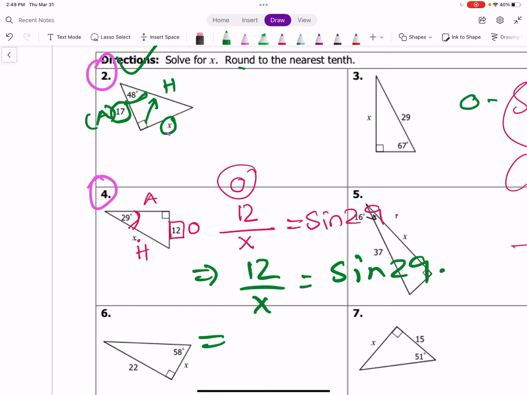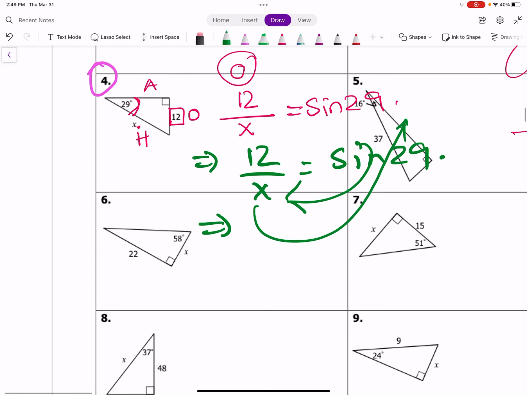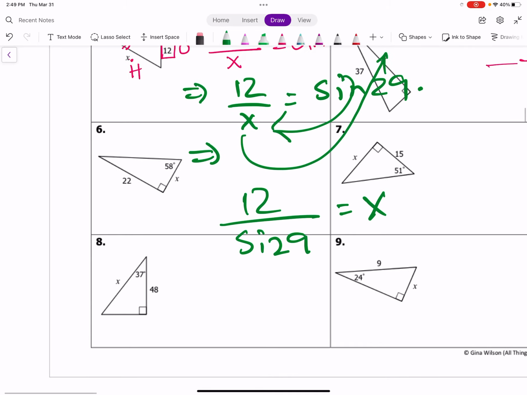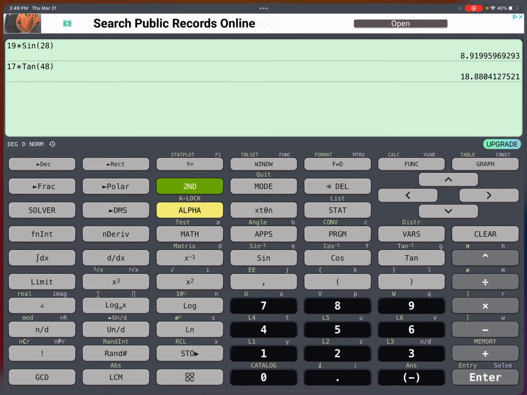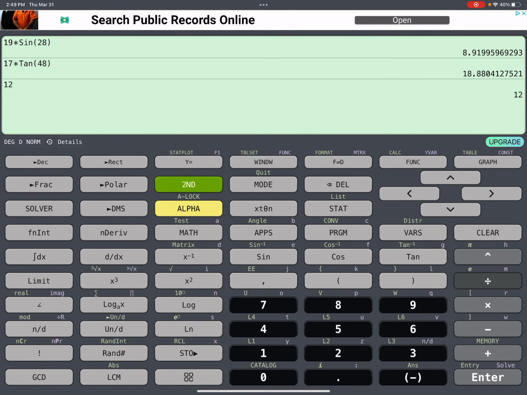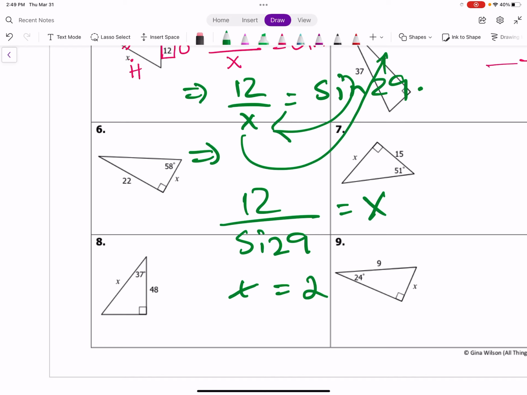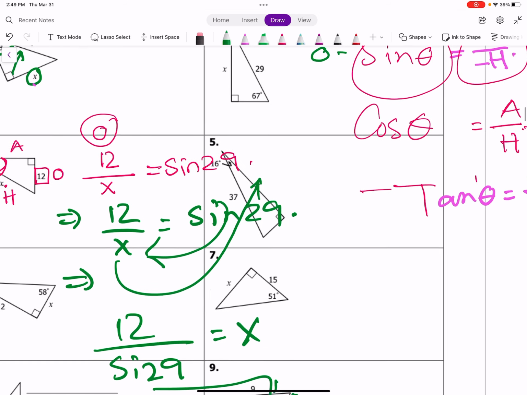One minute. Okay, so just replace them and then solve. You have 12 over sine 29 is x. So now you can divide 12 by sine 29, and you have 24.75. So we say x is 24.8. So that's the answer for number 4.